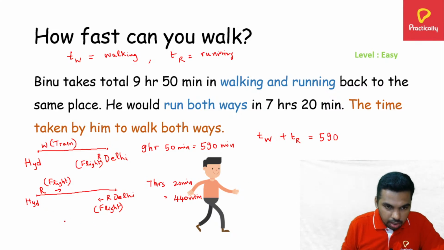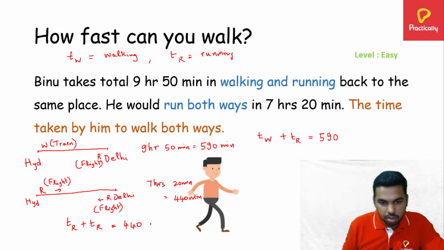Now in the second case, TR plus TR, TR in the forward, TR in the reverse, is going to be 440. So this would imply TR. Yesterday we learned about doubling, so this is just twice. The double of TR is 440, or TR should be the half, which should be 220.